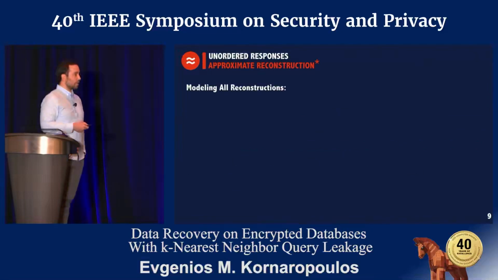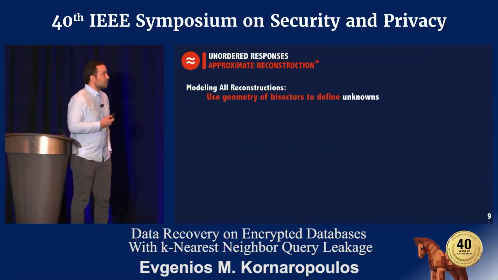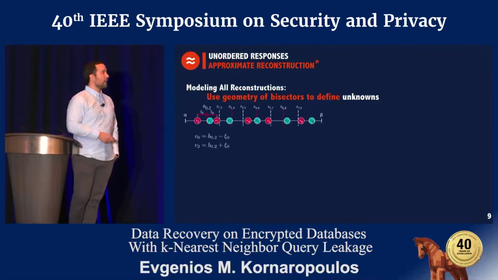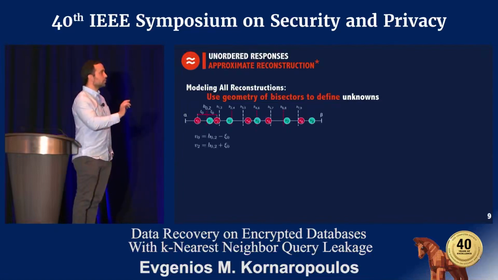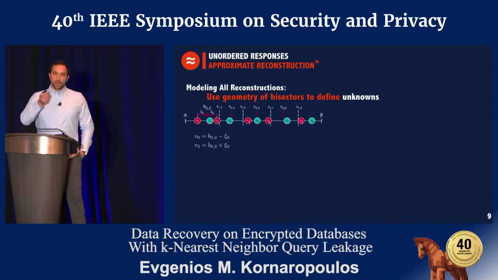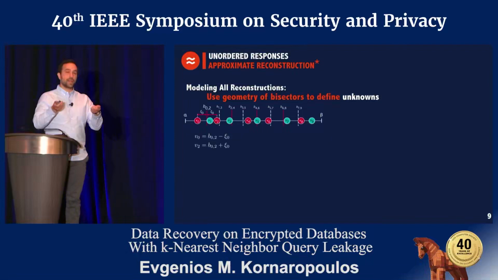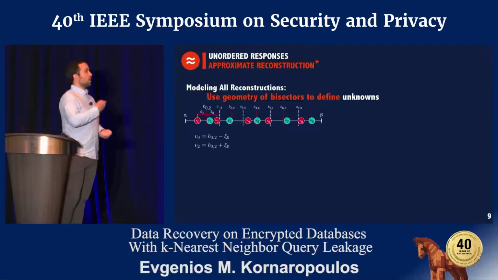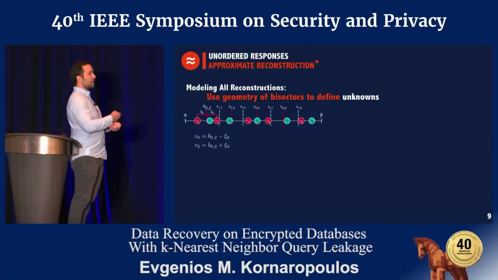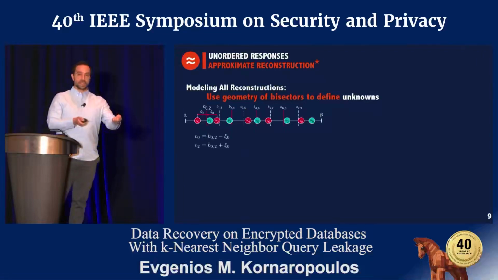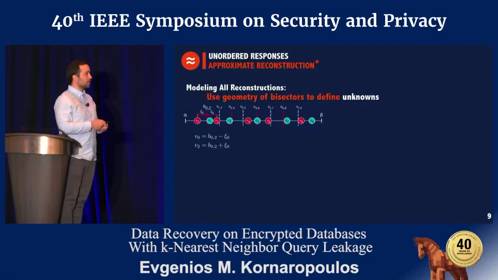So the key idea for our approximate reconstruction attack is that we use the geometry of the bisectors to define unknowns. What I mean by that is the following. Let's focus on the red values V0, V2, V4, V6, and V8. Since the geometric property of the bisector is that it's equidistant from the values, we will define as an unknown the offset xi0 of the value from the bisector. Therefore, the unknown plaintext value V0 can be expressed as the known location of the bisector minus the offset that we just defined, xi0. Similarly, V2 can be defined as the known bisector plus this offset.